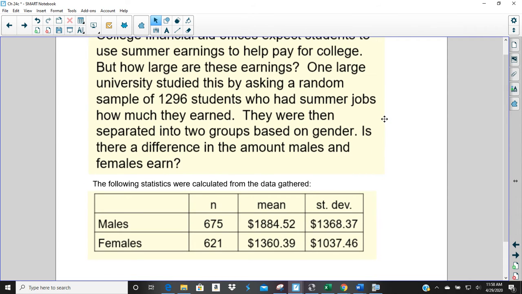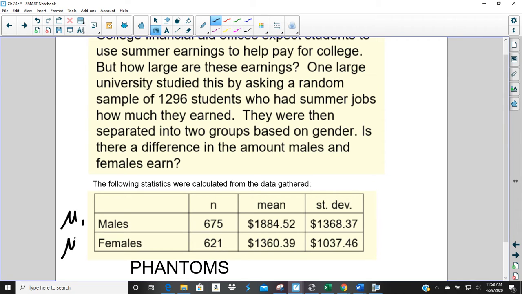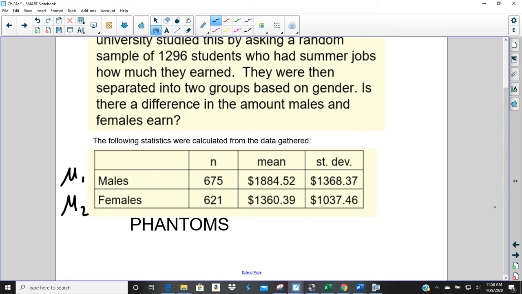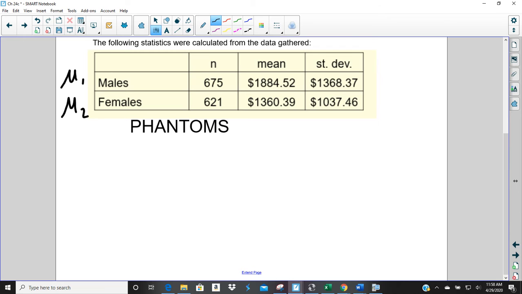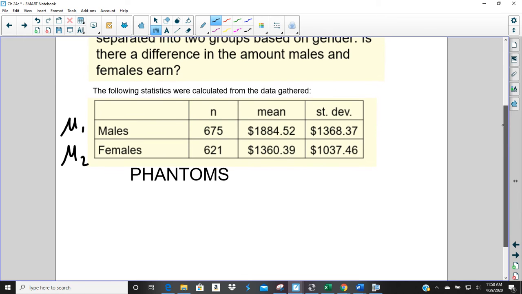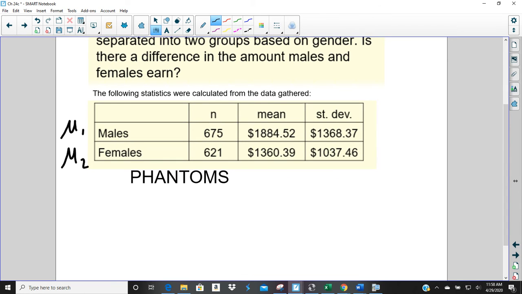Okay, so let's begin. We're going to be doing phantoms, so I'm going to write that down so I remember it. Let's make a note right now: I can see that the males are making more than the females, so I'm going to call the males mu1 and the females mu2. That way, I'm always going to have a positive number that we're looking at. It'd be fine either way; you just need to be able to say it in the final terms. Is there a difference in the amount males and females earn? Okay, fine.